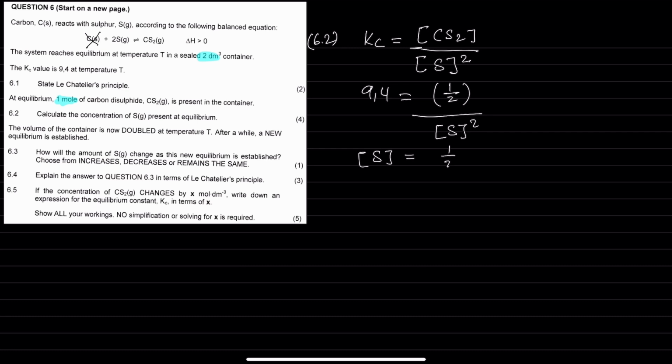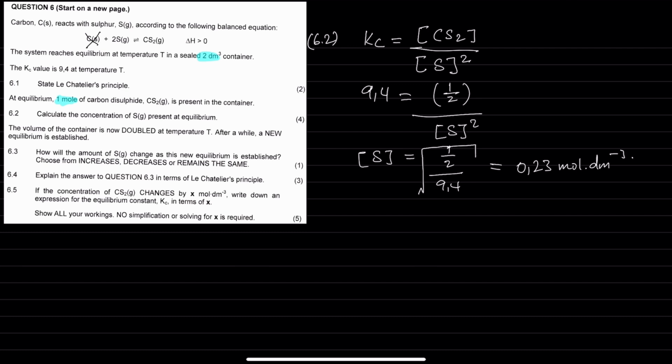That's going to be a half divided by 9,4, and don't forget to square root that. And that's going to give me an answer of 0,23 moles per dm cubed.